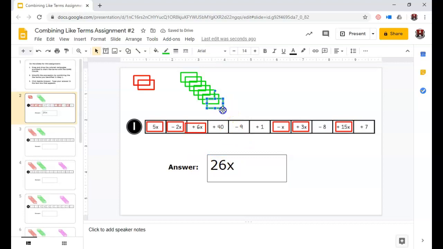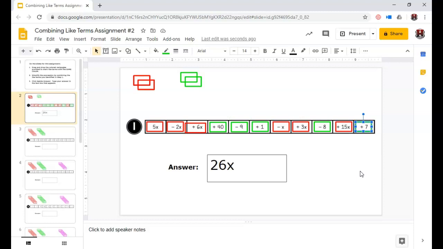All right, now you'll switch to green rectangles. So you'll do positive 40, which notice doesn't have a last name. Neither does minus 9. Neither does plus 1. Neither does minus 8. And neither does plus 7. So we'll mark all of these in green because they all have in common that they don't have a last name. So now you will combine these by grabbing your calculator and doing what the numbers say to do.